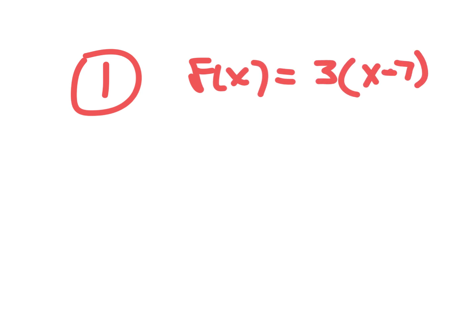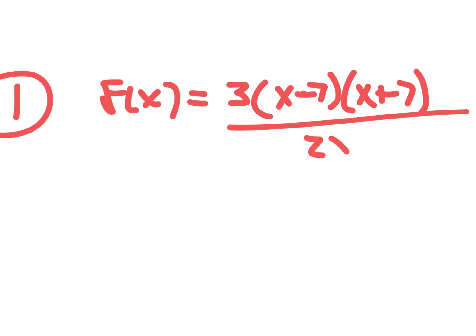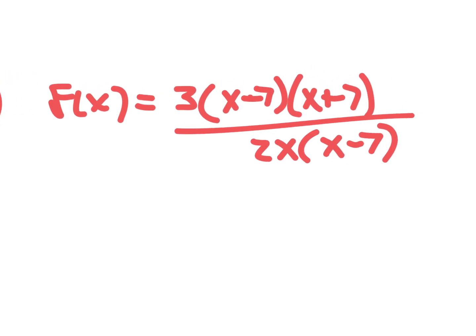Alright, it's f of x equals 3 parentheses x minus 7 parentheses x plus 7 over 2x parentheses x minus 7. All right. Now, the first thing you can do is cancel off those x minus 7s. But what do they want for the directions on this? To find the hole or holes. Ooh, there's a hole right there. We made the hole already.